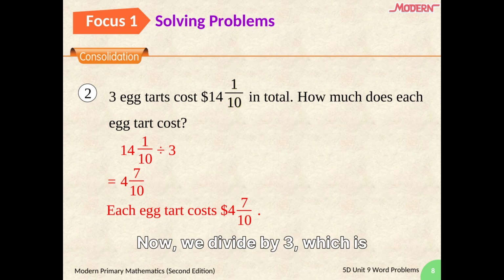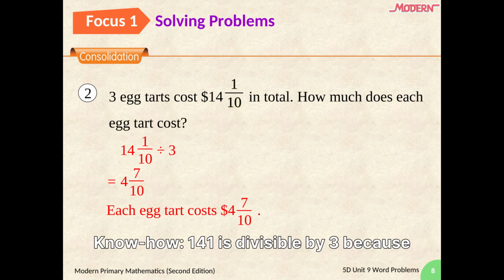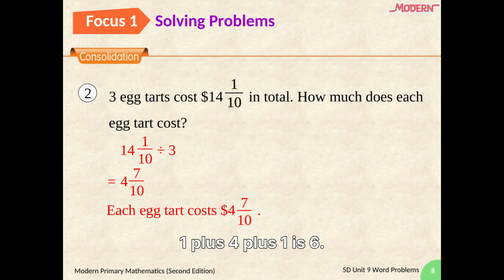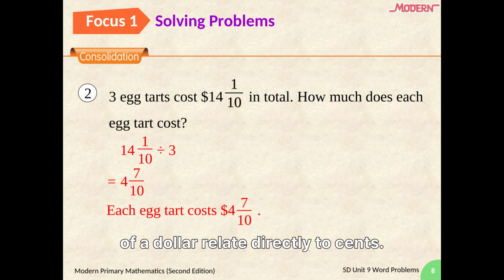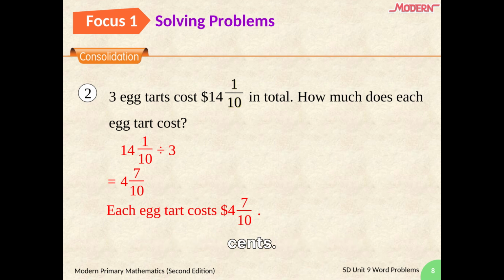Now we divide by 3, which is multiplying by 1/3. Know how: 141 is divisible by 3 because 1 plus 4 plus 1 is 6. 141 divided by 3 is 47. Our result is 47/10. 47/10 converted back to a mixed number is 4 7/10. Each egg tart costs $4.70. Deliciously simple. To tackle money problems, remember that fractions of a dollar relate directly to cents. 7/10 is like 70 out of 100 cents.